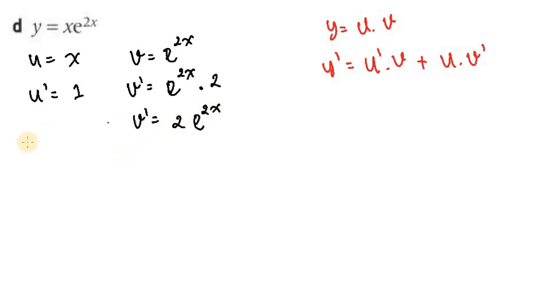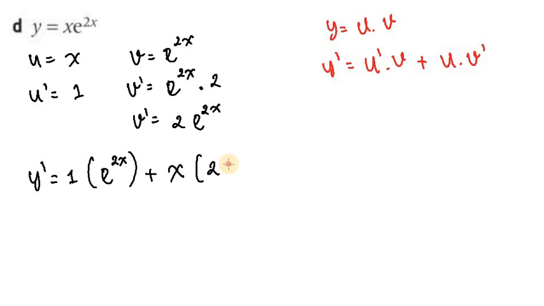Now with that, we can just input that into our final answer. Y accent equals u accent times v. U accent is 1 times v. V is e to the power of 2x, plus u, in this case x, times v accent. V accent is 2e to the power of 2x. Now with this, we have y accent equals e to the power of 2x plus 2x e to the power of 2x.